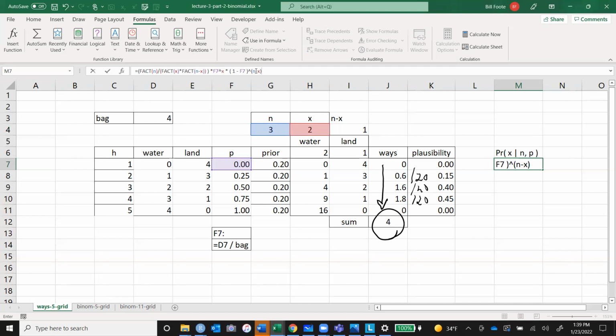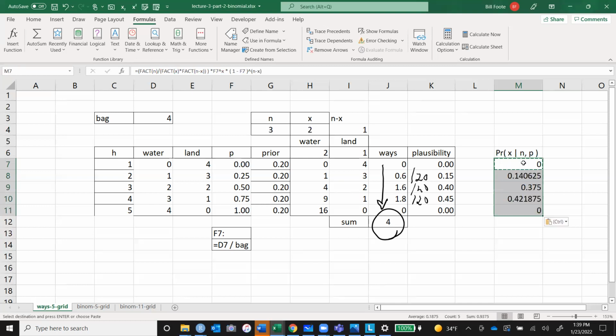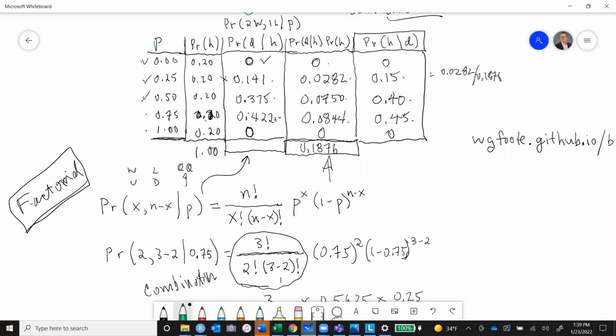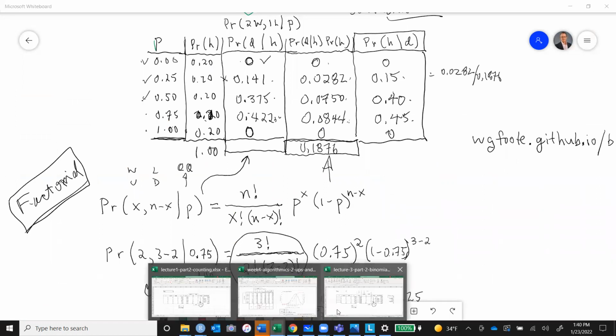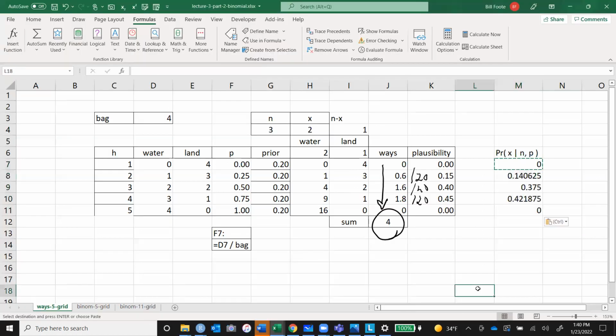So let's see what this comes up with. There we go. Should come up with 0. Now let's further copy it down. And don't those look familiar? Check your notes. You can check it over here too. There we go. Same numbers. 14, 1, 37, 5, 4, 2, 2. The answer is 42. And there we go. And that works perfectly.